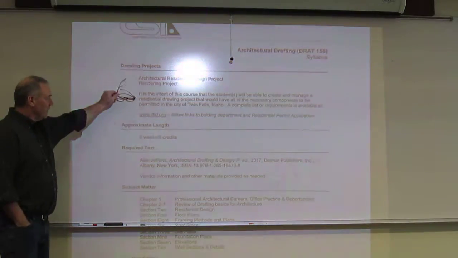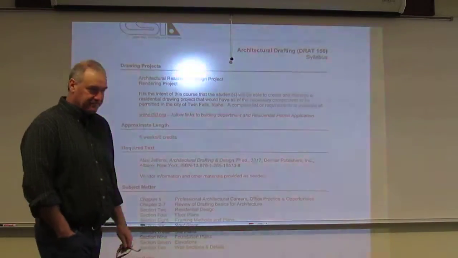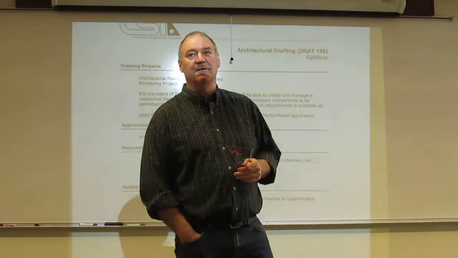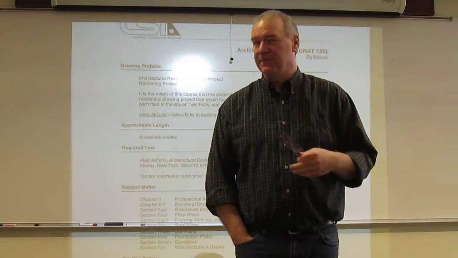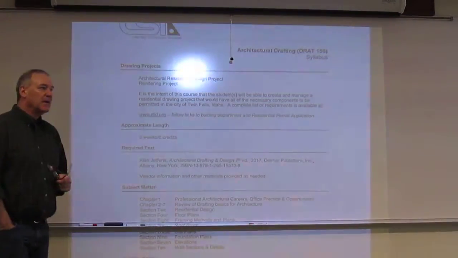Now here's kind of the goal of this. It's the intent of this course that the students are able to create and manage a residential drawing project that has all of the necessary components to be permitted in the city of Twin Falls. A complete list of those requirements is at tfid.org. We're going to go there in a minute. So in essence, that's what we use for our grading criteria: if this was submitted at the end of this 6 weeks to the Twin Falls Building Department, they would issue a permit for construction on those documents. Okay, so that's really your criteria.